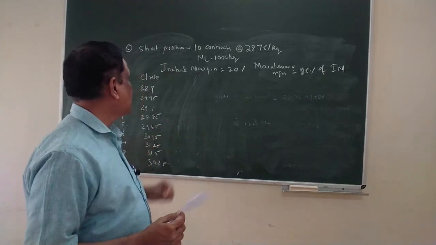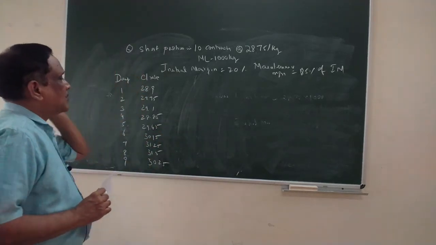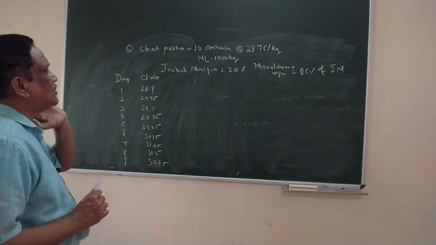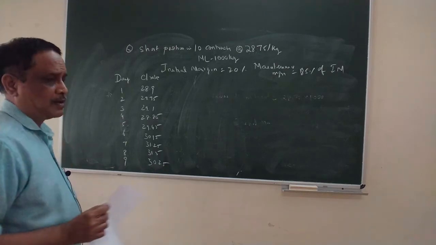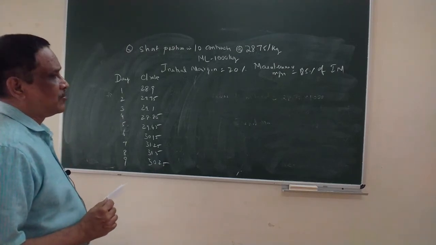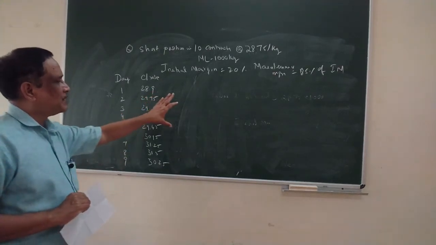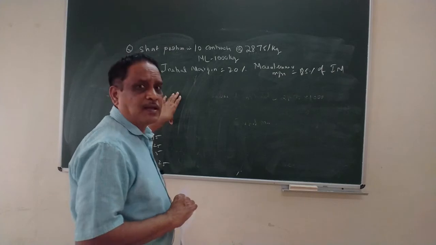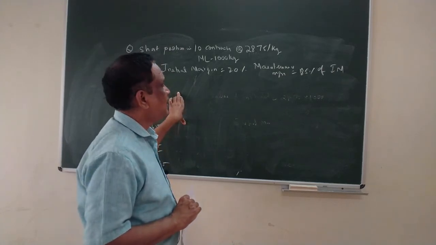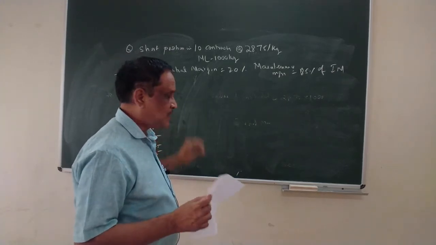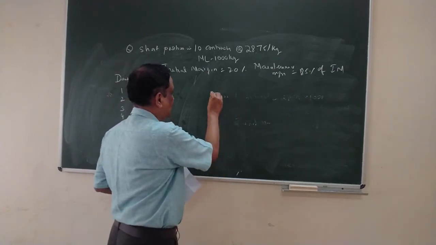MTM. So the problem is given. An investor takes a short position in 10 contracts of a particular commodity at 28.75 per kg. Market lot is 1000 kg. Initial margin is 20%. Maintenance margin is 85% of initial margin. Okay. So the first step would be to find out the value of the contract.